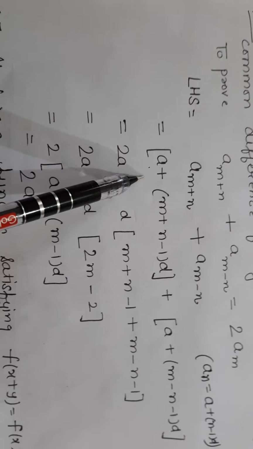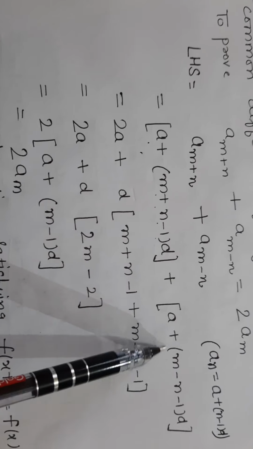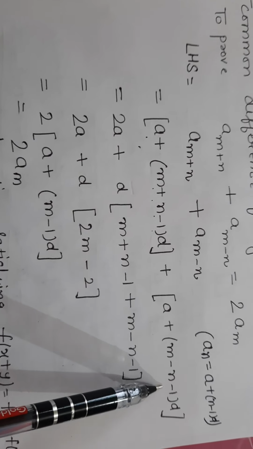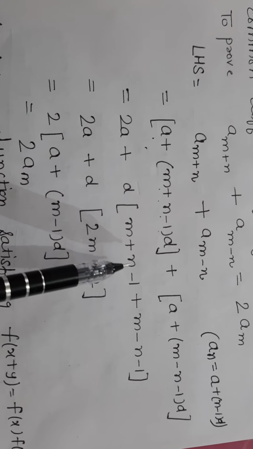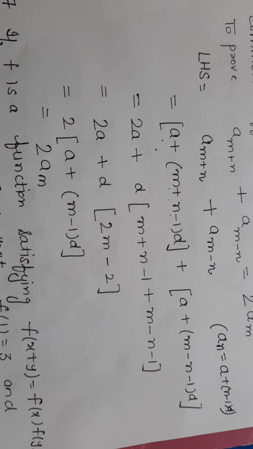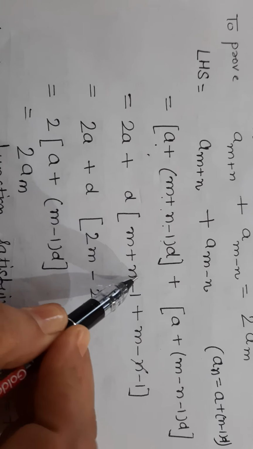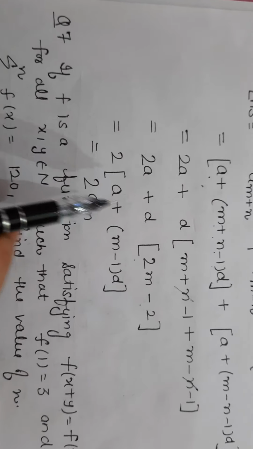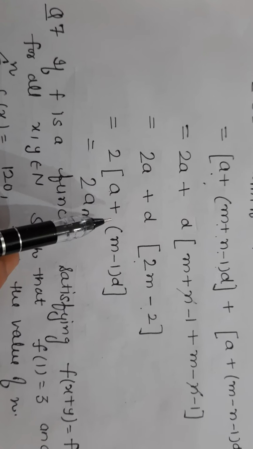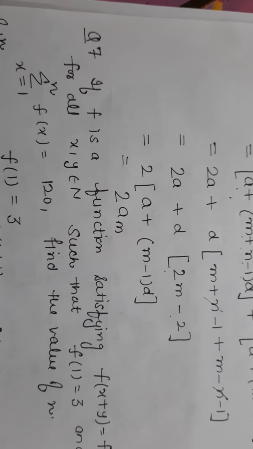You will get here a plus (m plus n minus 1) into d plus, and this is a plus (m minus n minus 1) into d. So a plus a, 2a, take d common, you will get m plus n minus 1 plus m minus n minus 1, right? Here this n is cancelled. So m plus m, 2m minus 2. Now you can take 2 common, you will have twice of a plus (m minus 1) into d. So this is twice of a_m, which we have to prove, right?